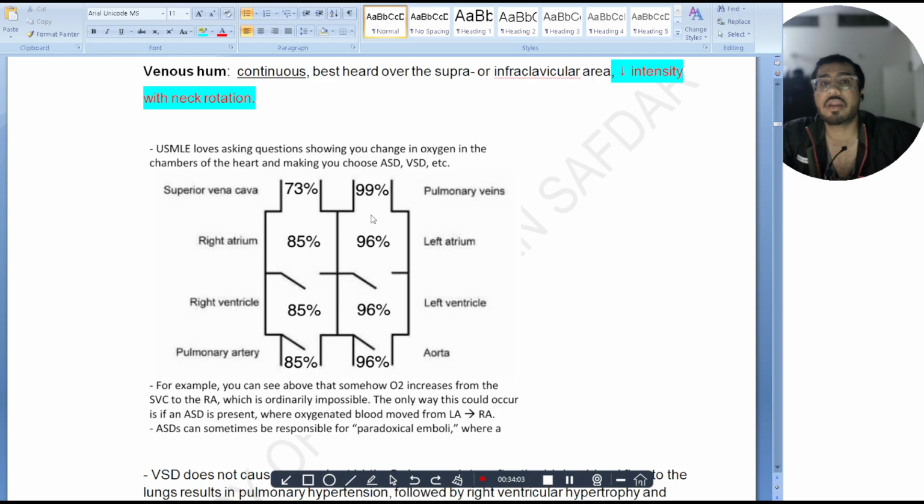Why does it go from 99 to 96% here? Because some of it is going back to the right atrium, and then it stays the same. So for example, you can see in the question how O2 somehow increases from the superior vena cava to the right atrium, which is ordinarily impossible. The only way this could occur is if an ASD is present.